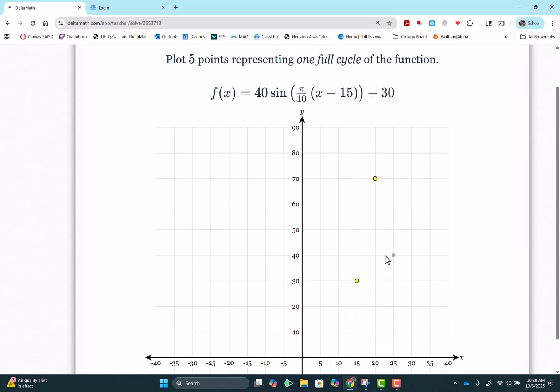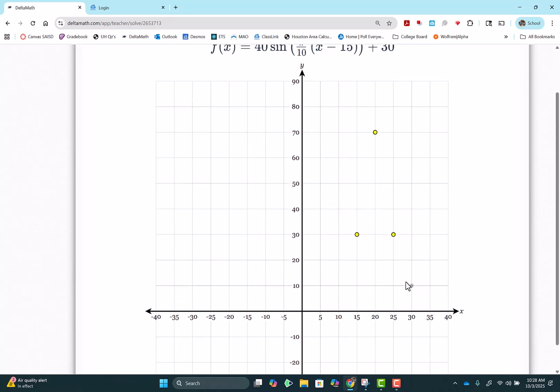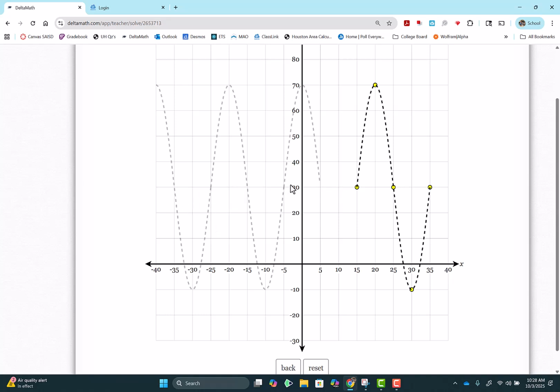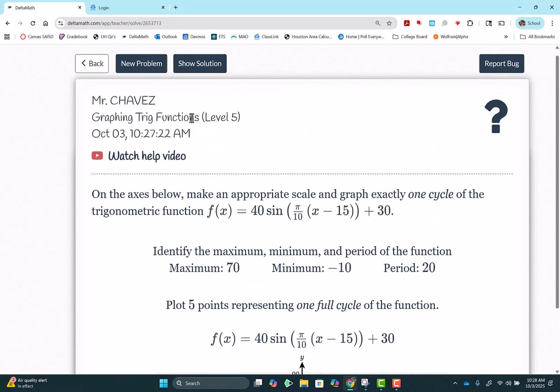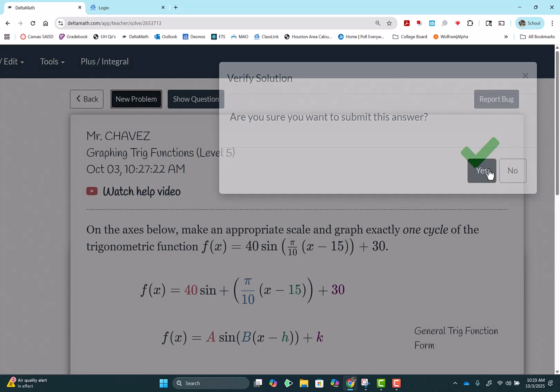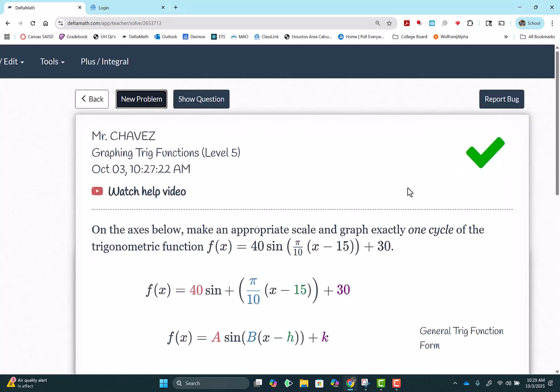Then the next one is back to the midline, point of inflection going down. Are we cool? Yes. Then the next one at 30 is the minimum. What was my minimum? Negative 10. So negative 10. And then finally at 35, I'm back to the midline. And then check it out. It's going to graph it for you. And these are as hard as it gets. These are the level 5 ones, see? And then I push submit. And there it is.